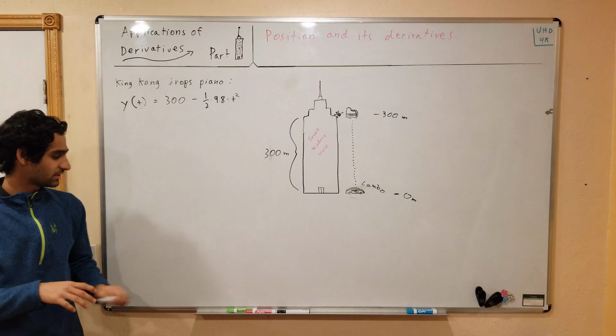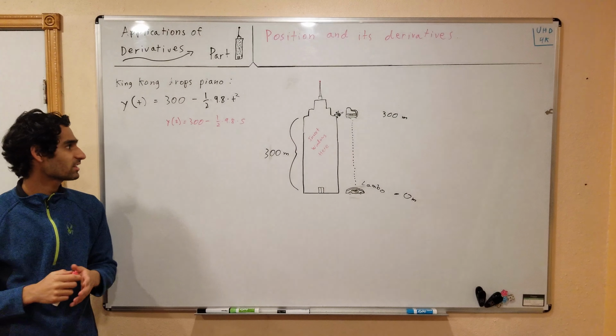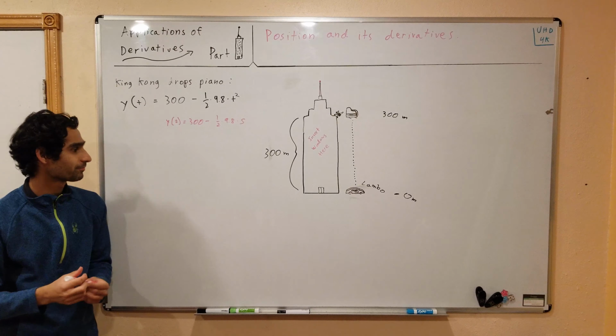So 0 seconds after King Kong first lets go, the piano is obviously going to be at 300 meters. But hey, this looks like it's negative. It's not. This is positive 300 meters. This is 0 meters. But 5 seconds after King Kong first lets go of it, what's the position of the piano? Well, we just need to take y of 5, it's 300 minus 1/2 times 9.8 times 5 squared. I'll let you calculate this yourself, but whatever it is, this is going to be equal to the position of the piano 5 seconds after King Kong first lets go of it.